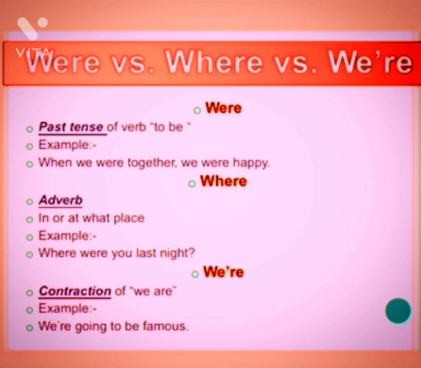Example, where were you last night? Where do you reside? And we're. We're means a contraction. It's a contraction of we are. For example, we're going to be famous.